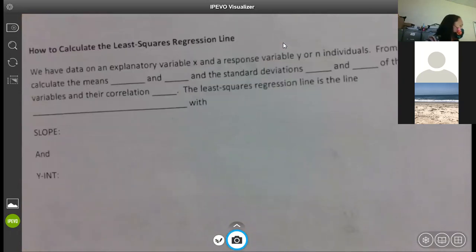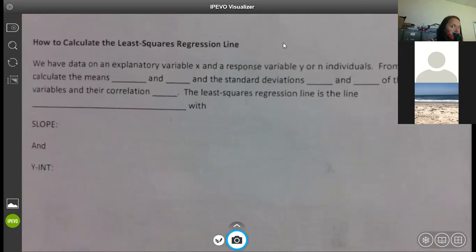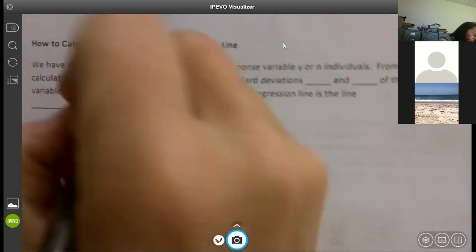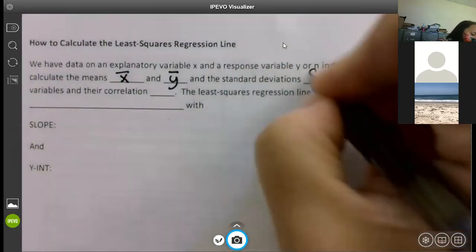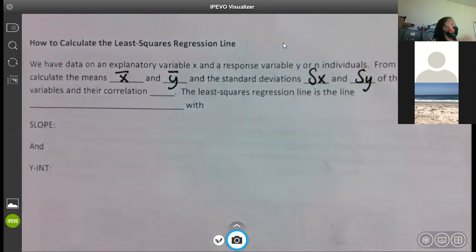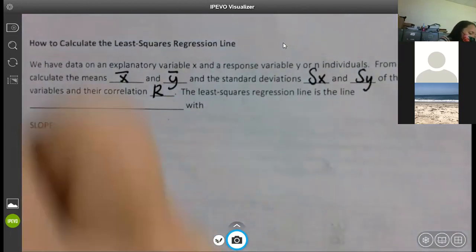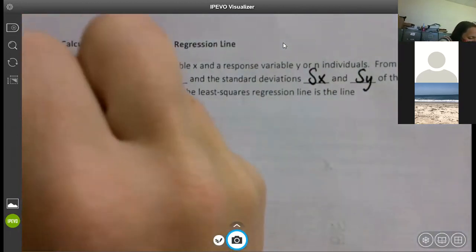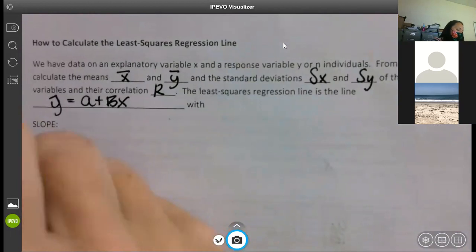All right. This is literally just this top part. There's nothing to add to it. How to calculate the least squares regression line. We have data on an explanatory variable X and a response variable Y for N individuals. From the data, calculate the means X bar and Y bar and the standard deviations S sub X and S sub Y. That just means do the mean and the standard deviation for both X and Y of the two variables and their correlation R. The least squares regression line is the line Y hat equals A plus BX.